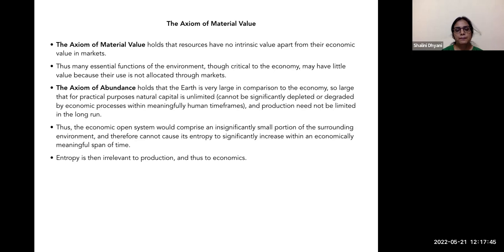So that means most of the resources that are in the market have economic value. If they are not in the market, they don't hold any value. At the same time, we know there are so many essential functions of this planet, ecosystems that are very critical to the economy. For example, the regulating ecosystem services, the biogeochemical cycles. If we don't have appropriate running of these biogeochemical cycles, for example, your phosphorus cycle, your carbon cycle, your hydrological cycles, your nitrogen cycles, maybe we will not have these functions.